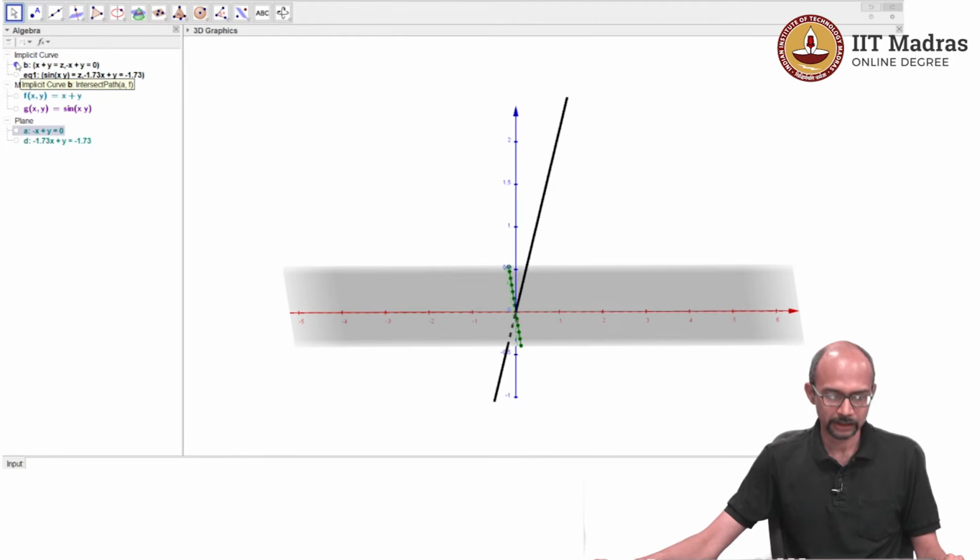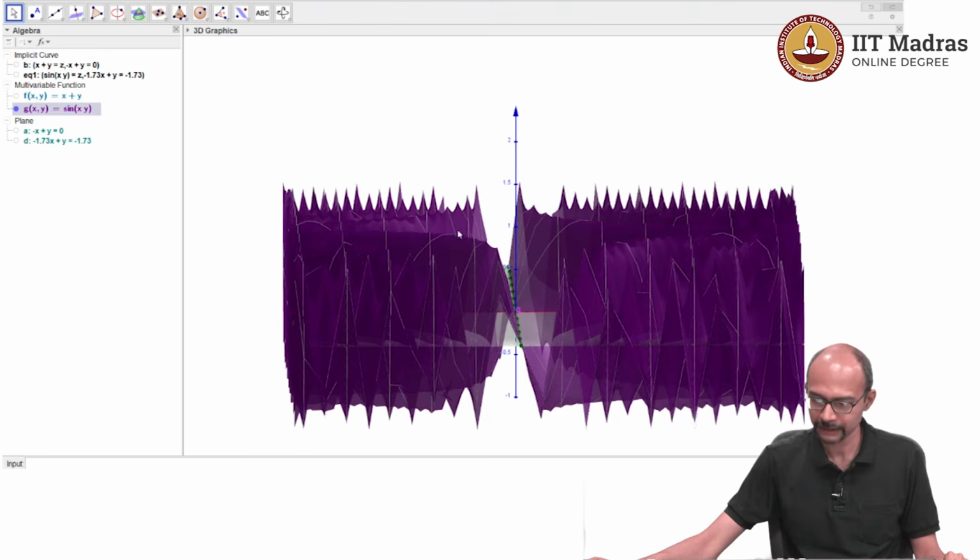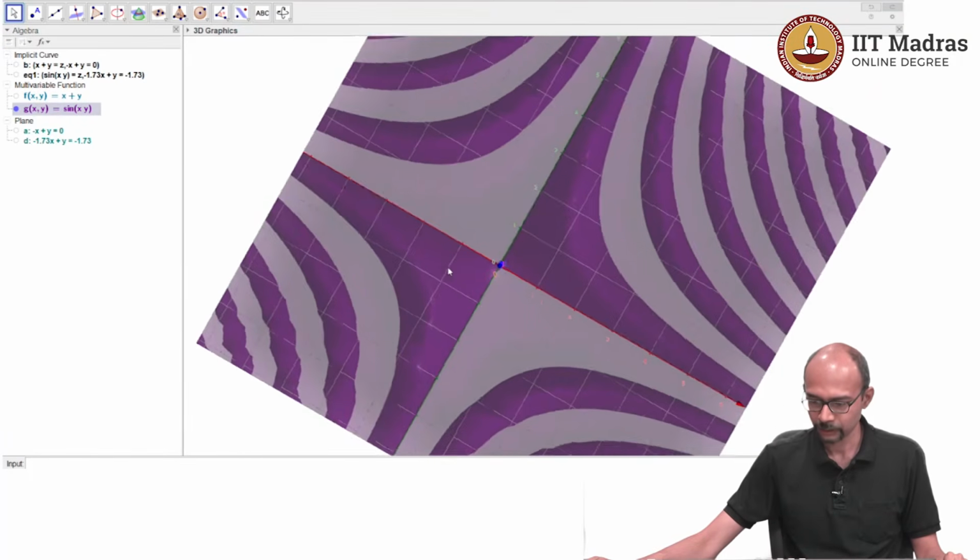Okay. Let us look at the other example in 3 dimensions, which was the function sine of x y. So, here is how the function sine of x y looks like. So, we have seen this function before.